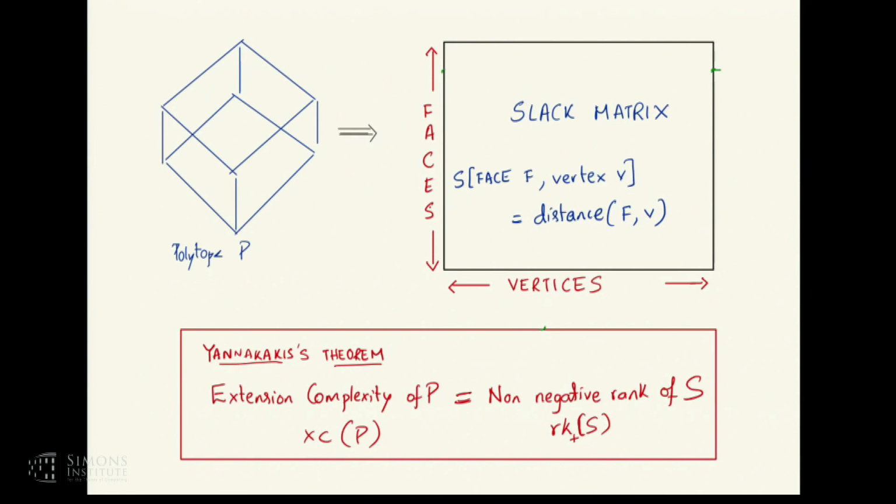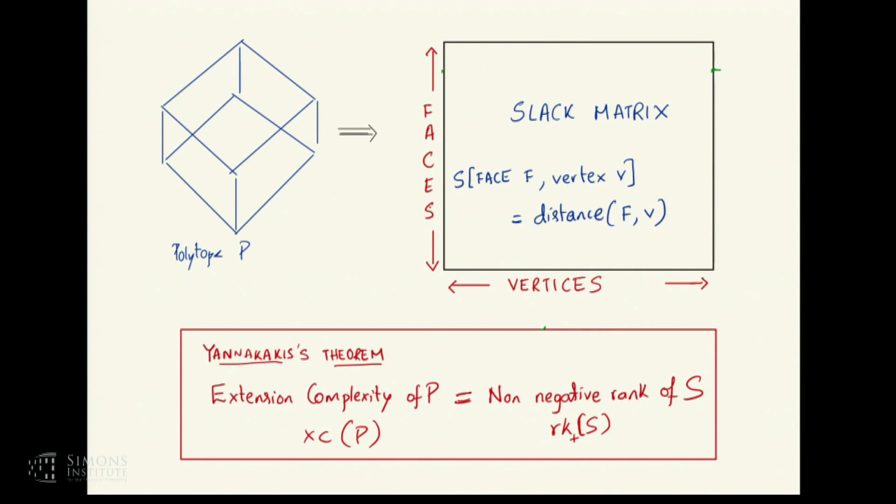Surprisingly, this is characterized by an object which is completely well defined given the polytope P, and the object is a slack matrix. The slack matrix is a matrix where you have one column for every vertex and one row for every face, and the entry S of f comma v is the distance of vertex v from the face f. And the theorem of Yannakakis, which is the main underlying theorem of all the results in extension complexity, is that the extension complexity of a polytope P is exactly equal to the non-negative rank of this slack matrix associated with the polytope.